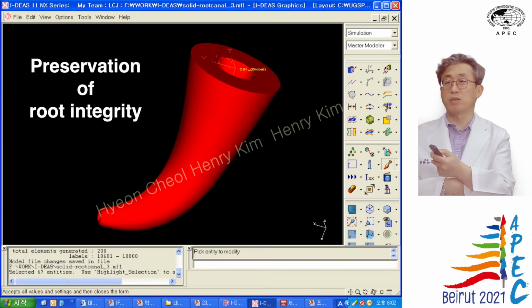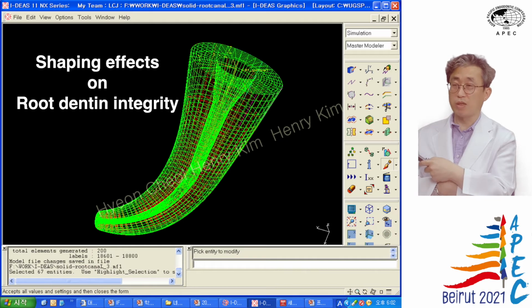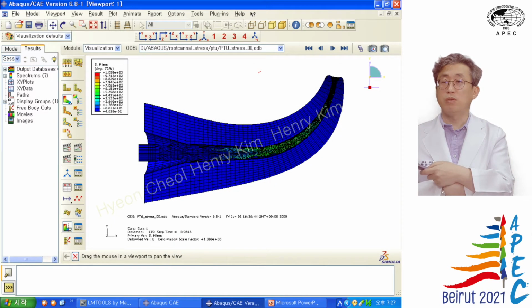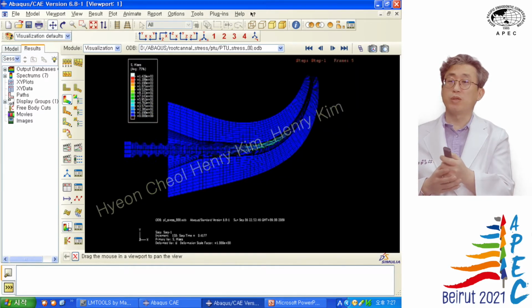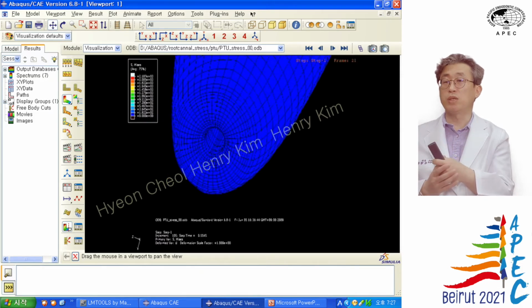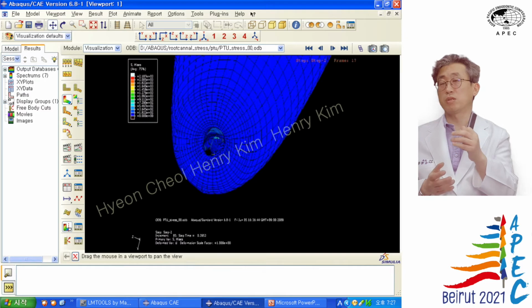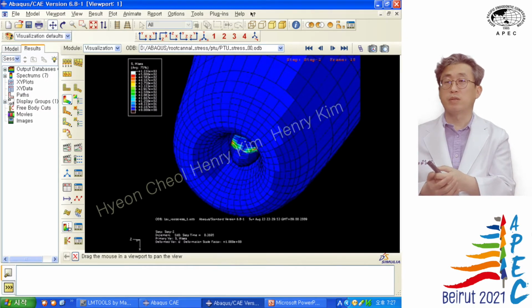So we have another study about this issue. We tried to see the effect of shaping on root integrity by using a finite element study. We used finite element models. We could calculate the stress generation while the file models rotate inside the root canal models. This is the movie clip where the file rotates inside the simulated root canal, and we can see how much stress is generated and concentrated at the apical foramen area. And we can take out the stress values.